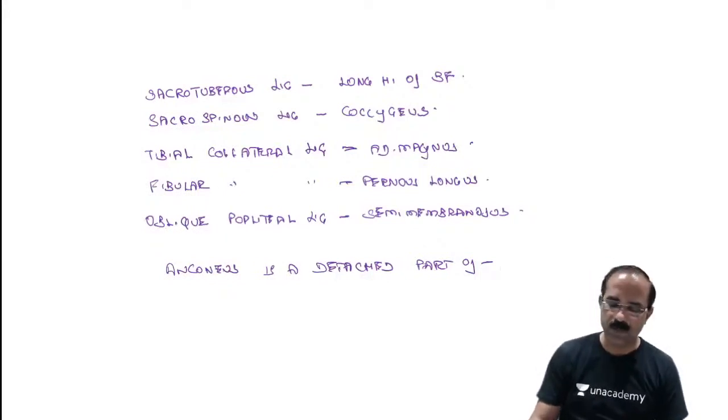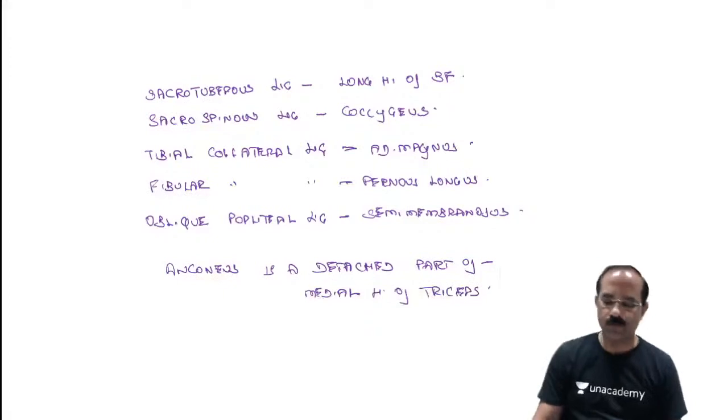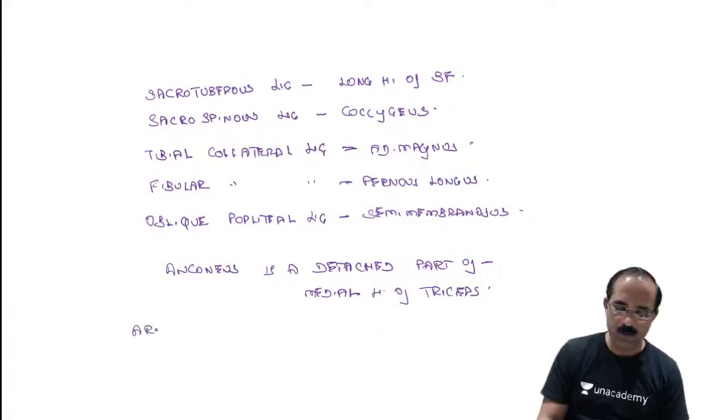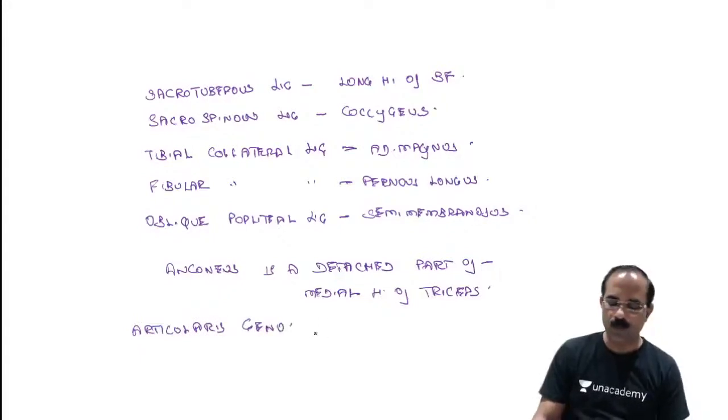To be very specific, it's a degenerated part of the medial, detached part of the medial head of triceps. It's a detached part of the medial head of triceps. And the last one is articularis genu. It's a detached part of.